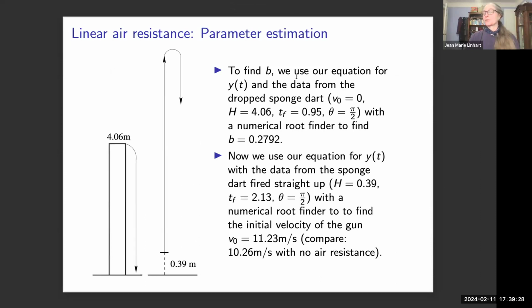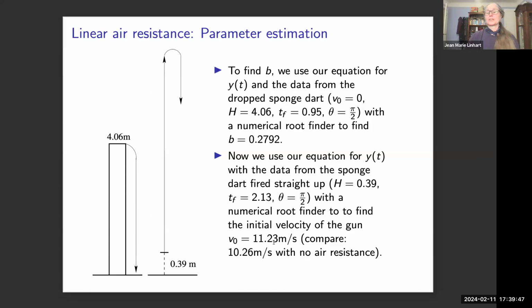Now for our parameter estimation, we need both using a dropped dart. So we drop a dart from 4.06 meters. We know the time it takes to hit the ground. That lets us estimate our parameter of air resistance.